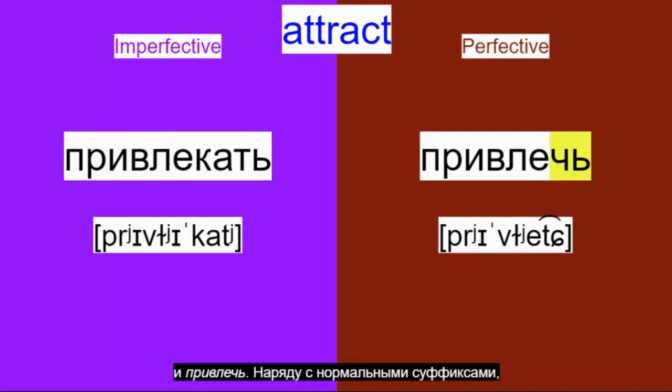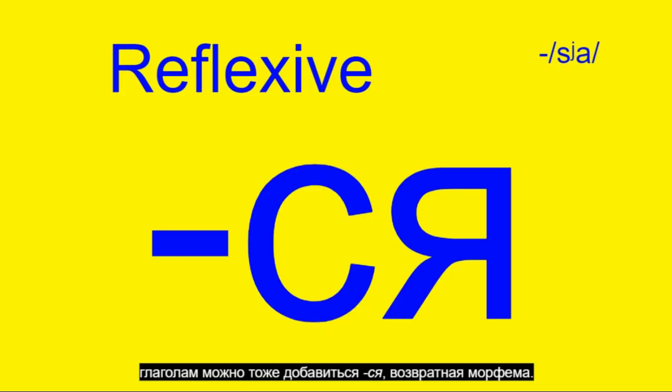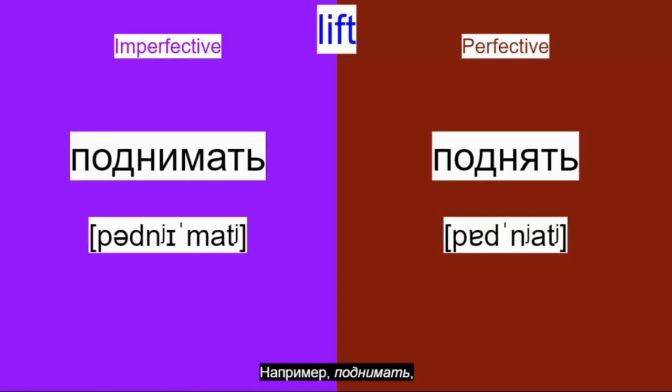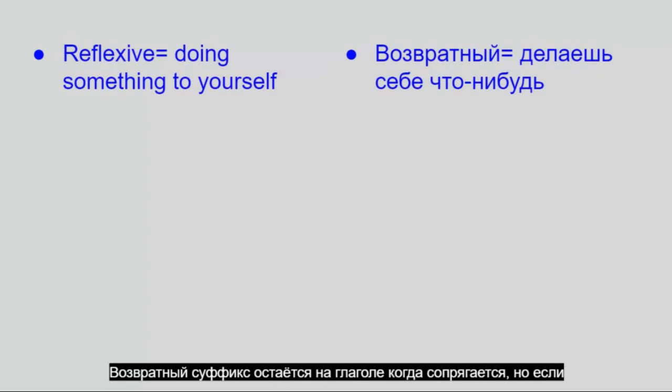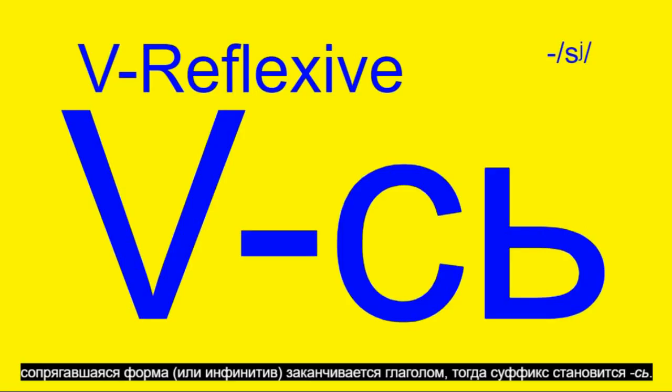In addition to the normal suffixes, verbs can also add on sya, the reflexive morpheme. For example, поднимать means lift, but with the suffix, подниматься means go up. The reflexive ending stays on the verb as it gets conjugated, but if a conjugated form, or the infinitive, ends with a vowel, then the suffix becomes сь.